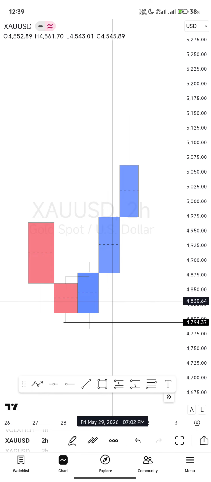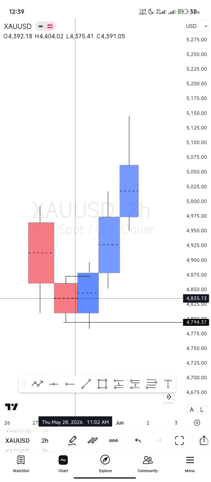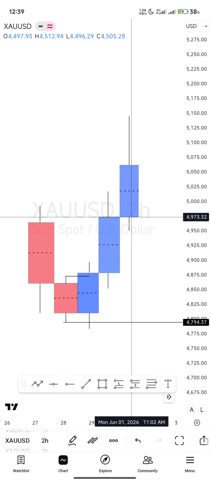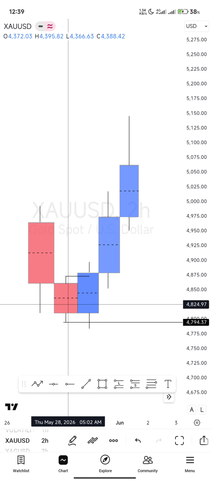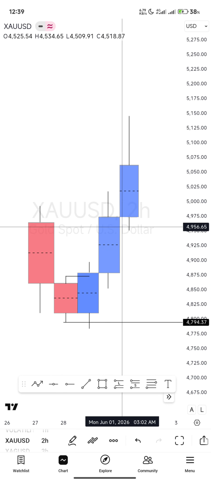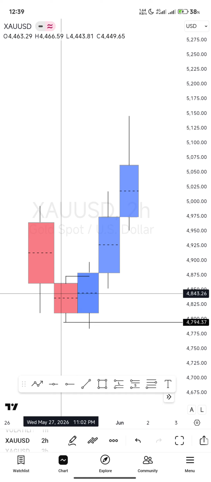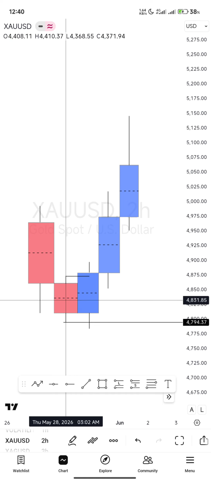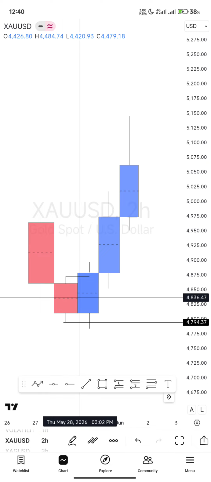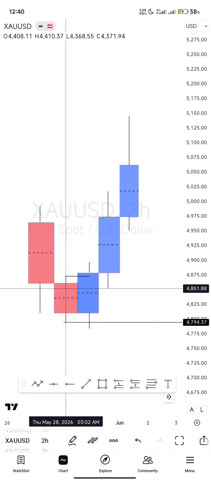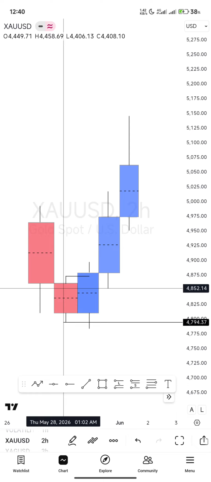An order block is the last opposite candle before a new trend. So this last bearish candle you see here before this bullish move is what we call the order block. There are three things you must look out for to confirm that this is actually an order block.